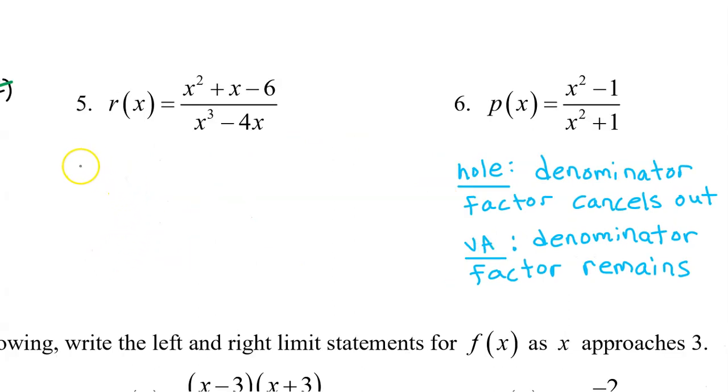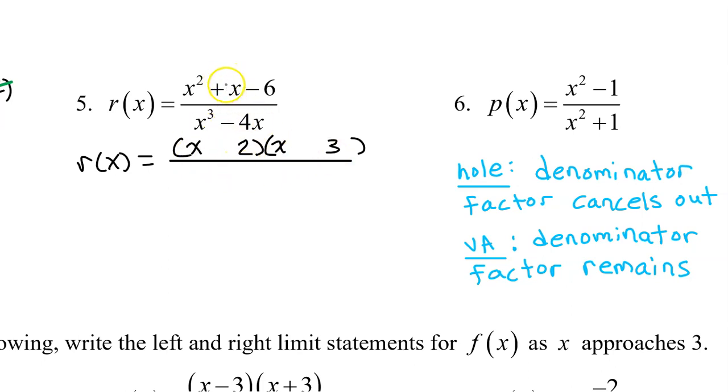In number 5, r of x needs to be factored first so we can see what is going on. This trinomial in the numerator will factor as a binomial times a binomial. X squared is going to be x times x. 6 is going to either be 2 times 3 or 1 times 6. Inner plus outer must equal middle. To get a middle of positive 1, we need a negative 2x inner and a positive 3x outer.